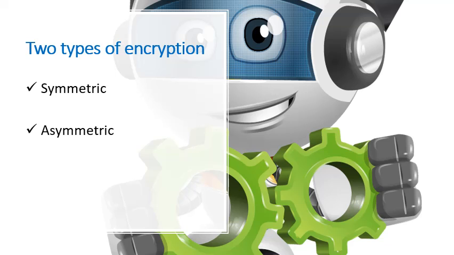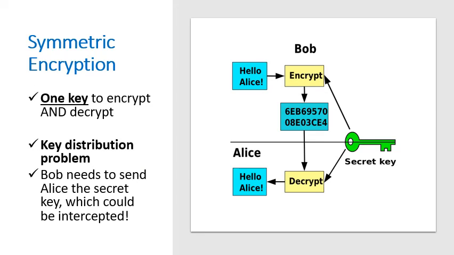There are two main types of encryption that we need to look at, both symmetric encryption and asymmetric encryption. The simpler of the two is symmetric encryption, where basically we have a single key used to both encrypt and decrypt the message. The problem is, if Bob wants to send the message to Alice, he also needs to send the key to Alice so that she can unlock the message or decrypt it when she receives it.